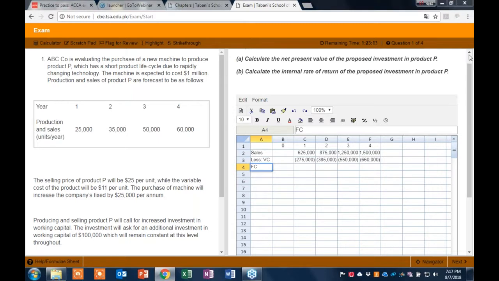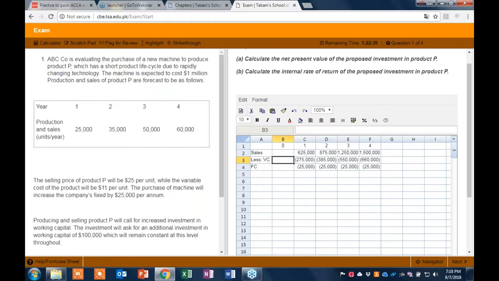Okay, now let's place the other operating cash flows, and let's put fixed cost. Since fixed costs will be constant for every year, we just need to place it in one cell and then copy the cell and paste, select all other three cells and Control V, and here we go, we've got fixed cost for every year.